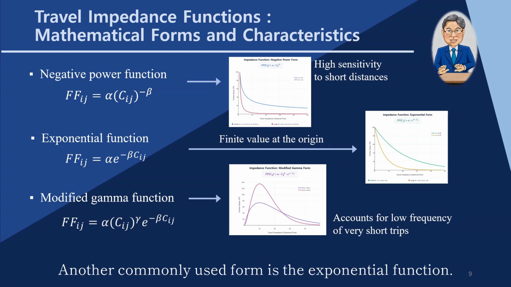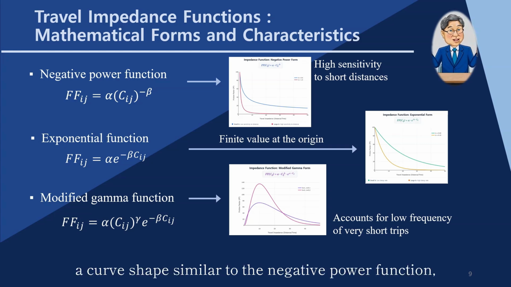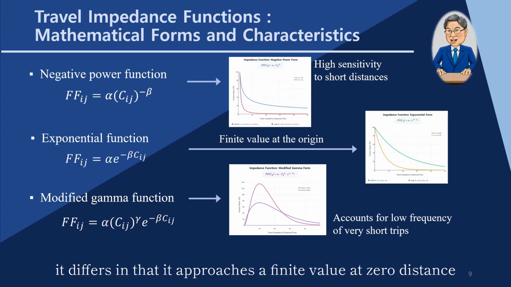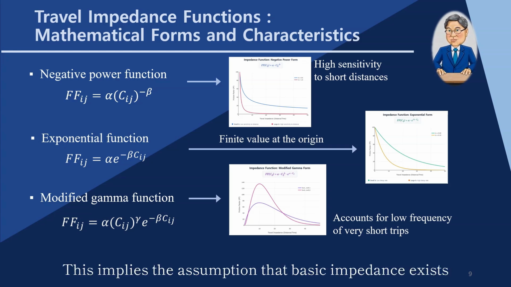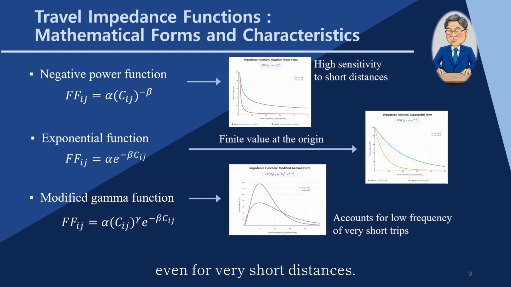Another commonly used form is the exponential function. While it shows a curve shape similar to the negative power function, it differs in that it approaches a finite value at zero distance rather than infinity. This implies the assumption that basic impedance exists even for very short distances.